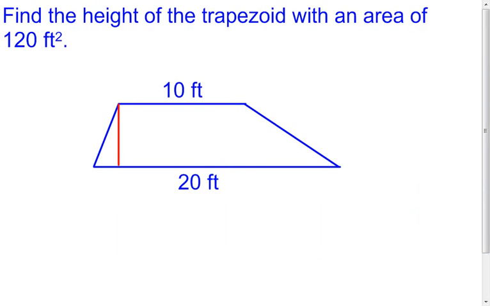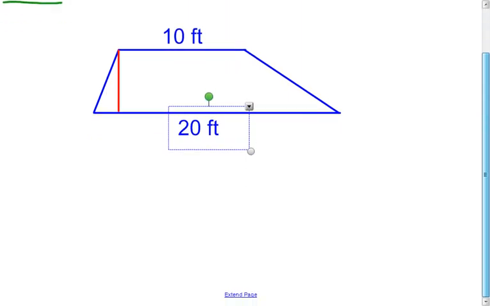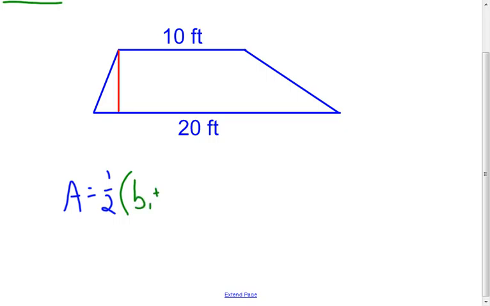Now my next one is going to deal with a trapezoid. And now notice in this one, it wants us to find the height of the trapezoid. And notice it gives us the area. We have an area of 120 square feet, and we know the length of these two bases. Well, I think back to the area of a trapezoid is equal to 1/2 times the quantity of base 1 plus base 2 times the height.